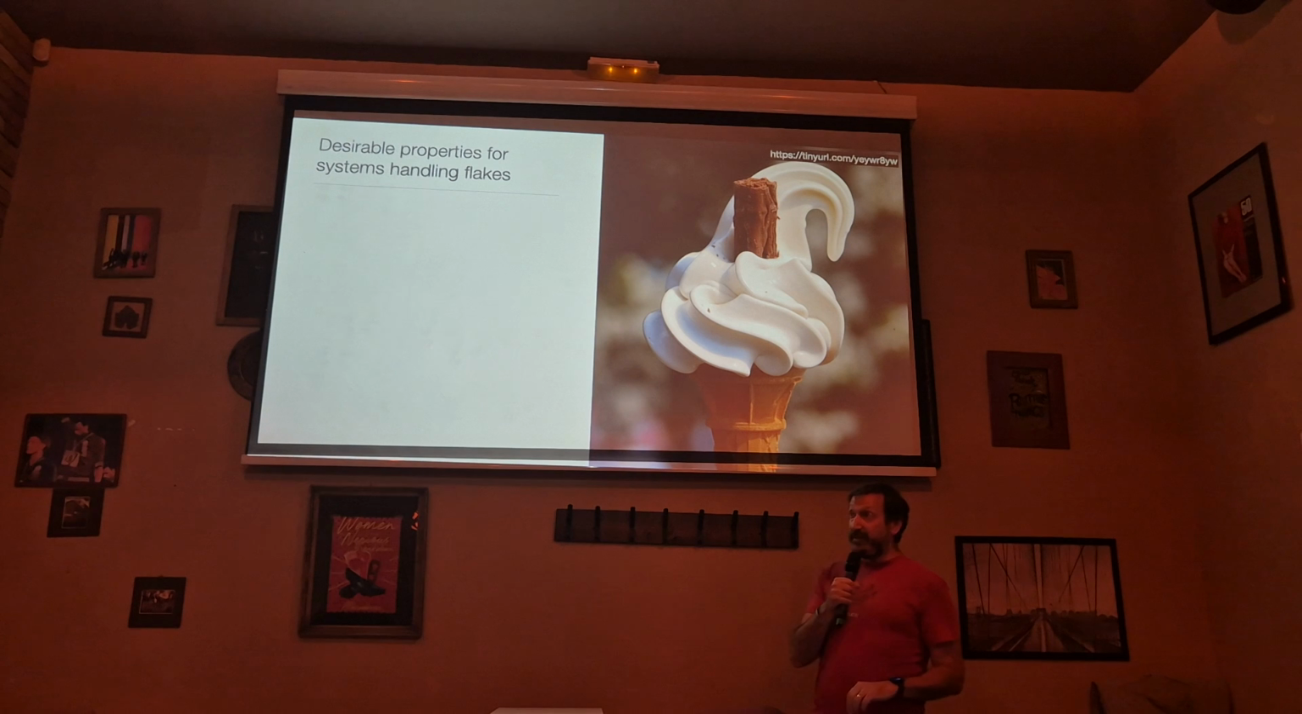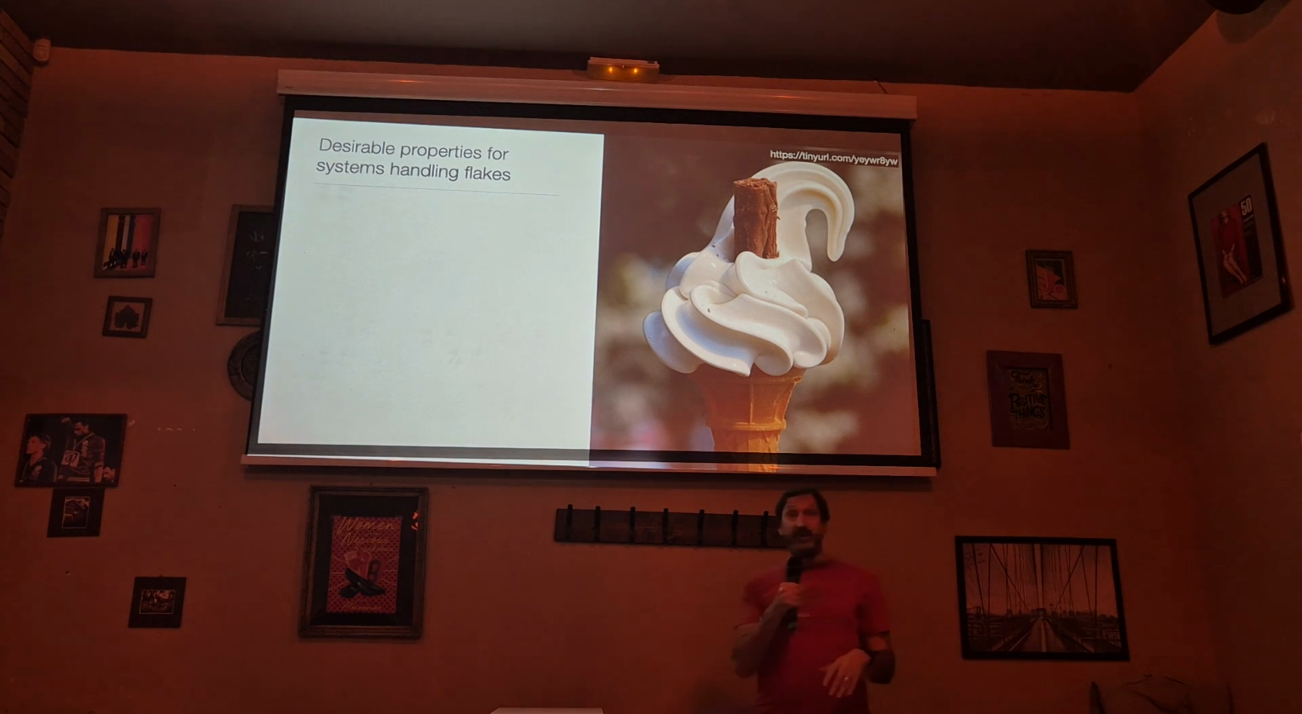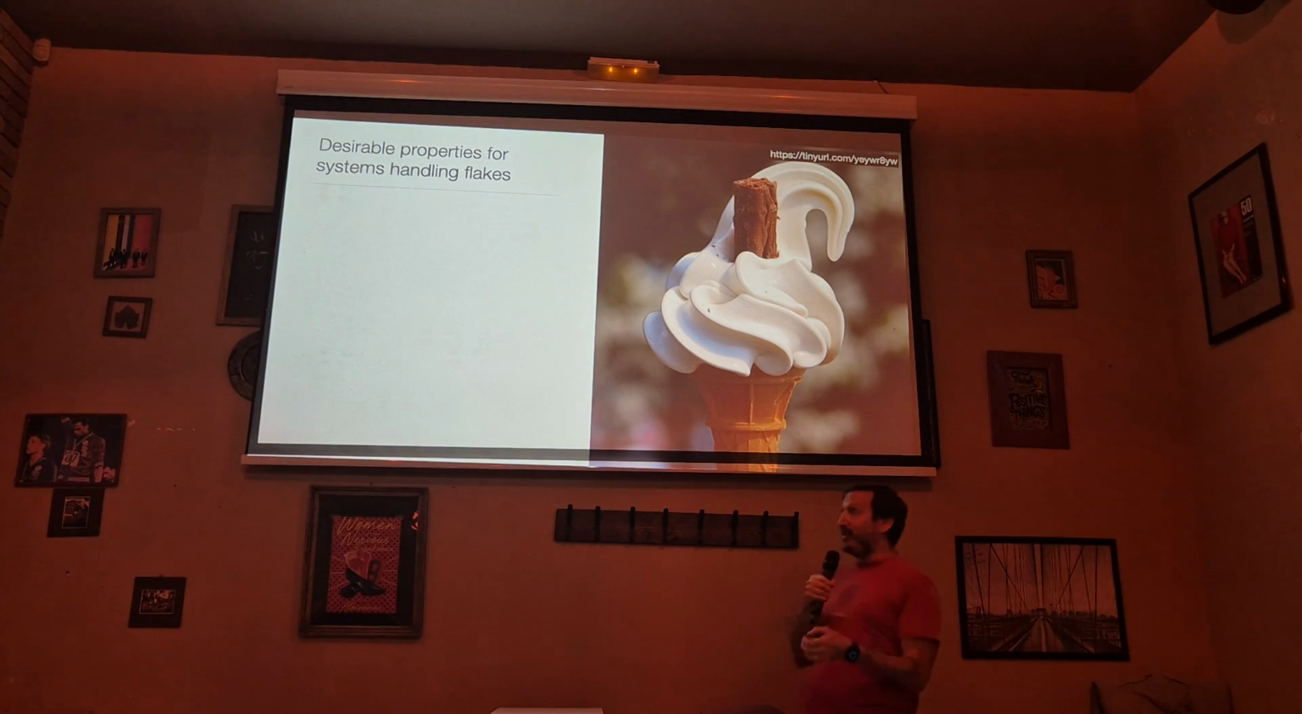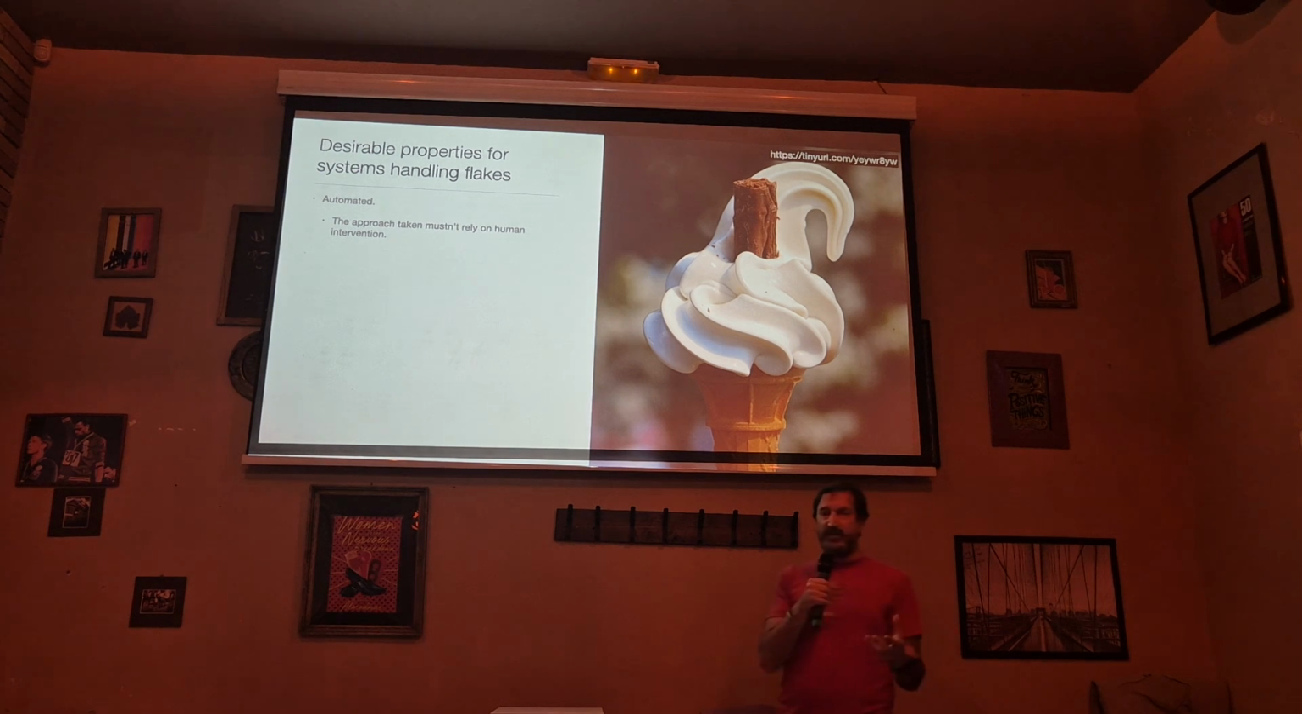And I've been thinking about this. I have a lot of theories, by the way, and this is one of them. There are some desirable properties for systems for handling flakiness. The first is it needs to be automated. We can't have people running around doing work that machines can do. That's why we have machines. The original word robot comes from the Czech word for slave. Right? They're meant to be doing the work for us. So whatever we do, the approach taken mustn't rely on human intervention.